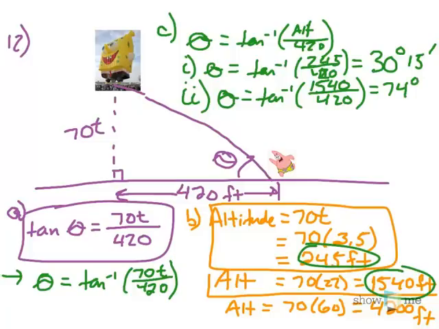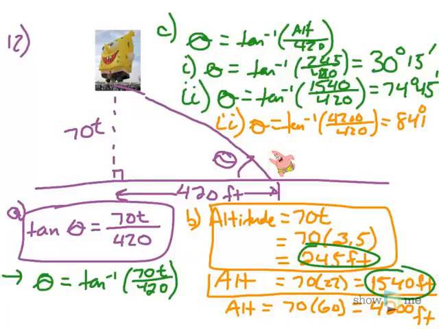For the third part, I am running out of space here. This is getting embarrassing. Take 4,200 divided by 420. Stick that in your calculator. It's 84 degrees, 17 minutes. So there's all of our answers for 12. I'm sorry that it's all crammed together. Peace and love.